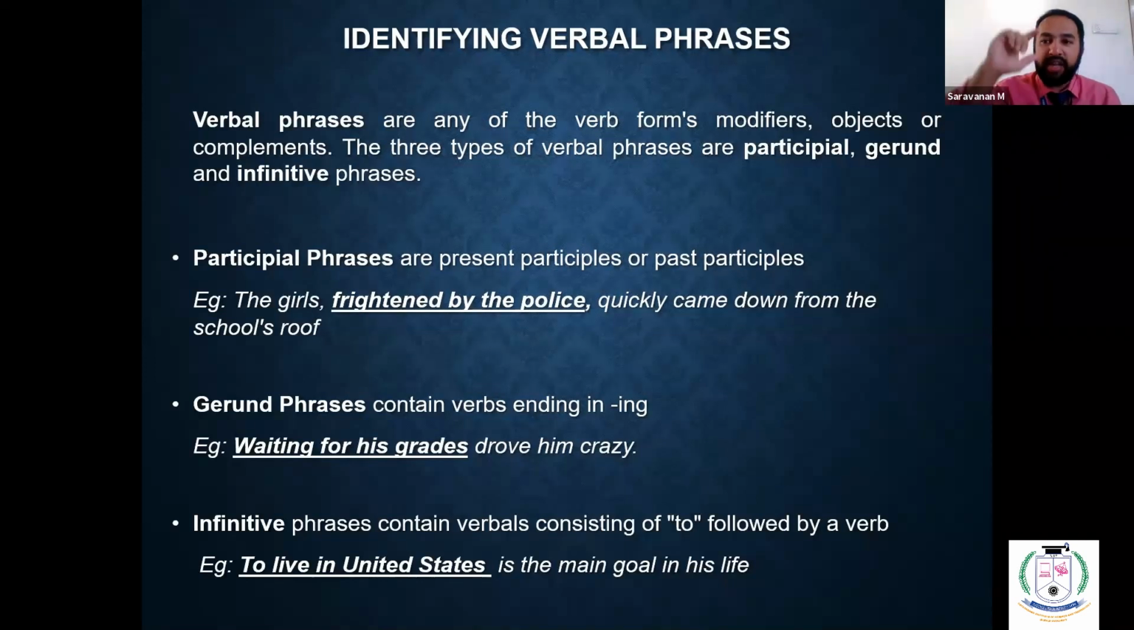To get centum in mathematics is my goal in this semester. So getting, what is getting? That is a verb. So here we are adding to in front of it. So it becomes: to get centum in mathematics is my short-term goal. Clear? So this is infinitive. This is an example that I gave you. Infinitive phrases contain verbals consisting of to followed by a verb. Clear, all of you? Any doubts? Yes, we'll move on.